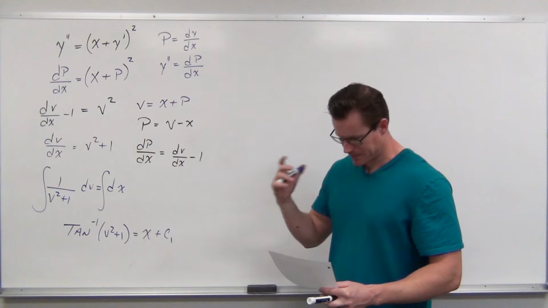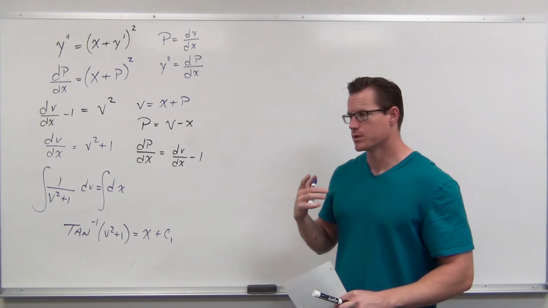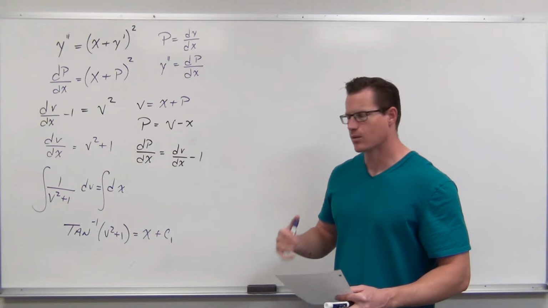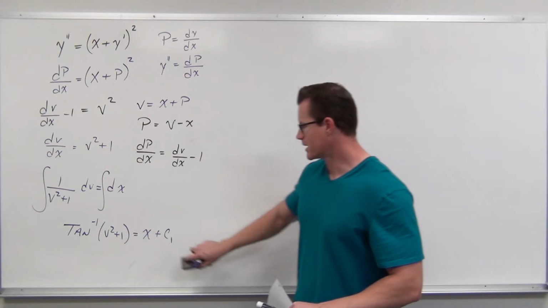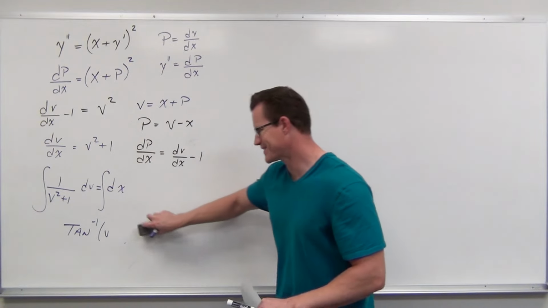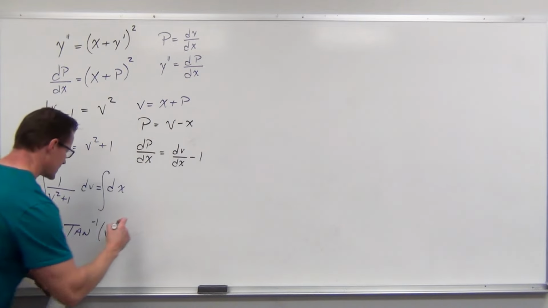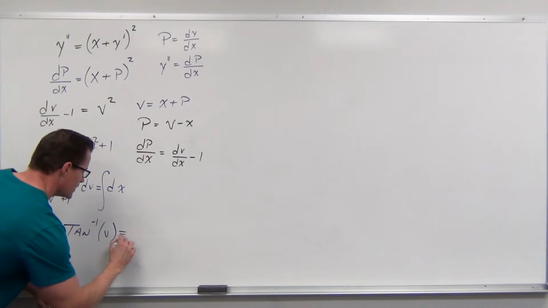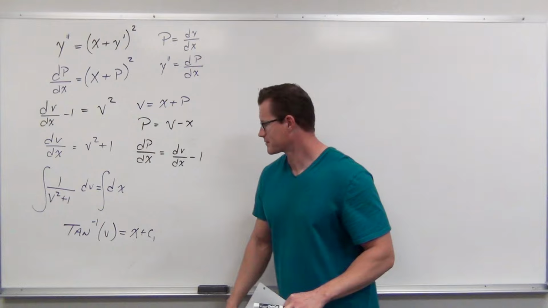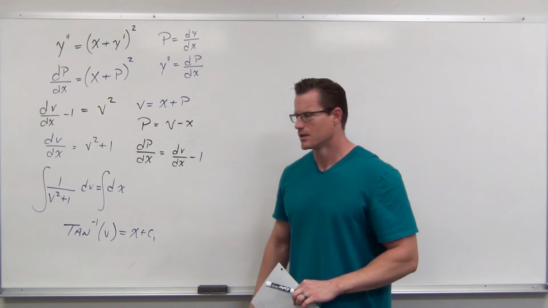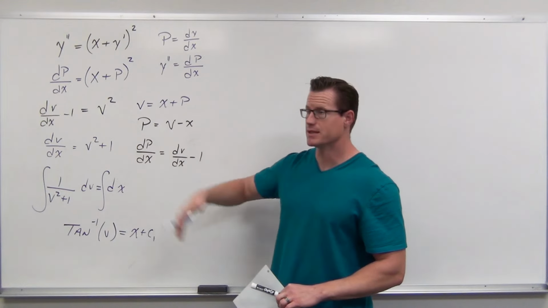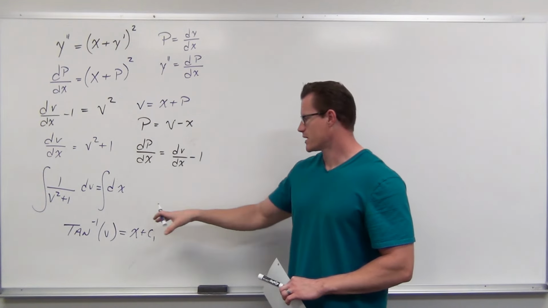Well, man, before we do substitutions, it's awful nice to... Wow, that was brain dead. Sorry guys, that should just be v, not v squared plus 1. I don't know why I did that. Tan inverse of v, just on a roll I guess, equals x plus c sub 1. So anyway, the integral of 1 over v squared plus 1 is tan inverse of v, equals x plus c sub 1.